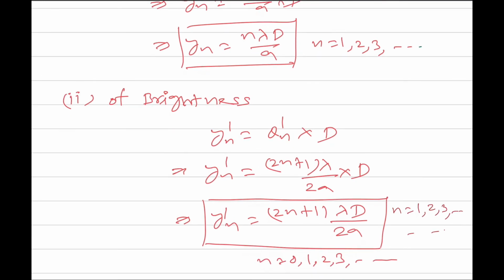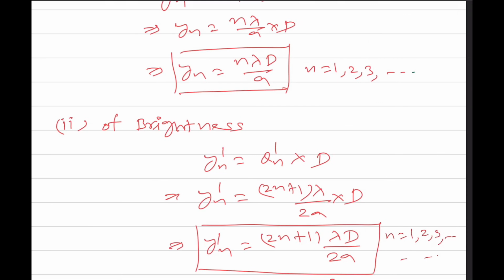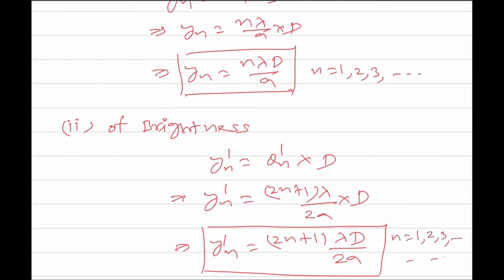So I hope you understood about the concepts of formation of bright and dark bands on the screen and how to find the positions of bright and dark bands produced in Fraunhofer diffraction of single slit.